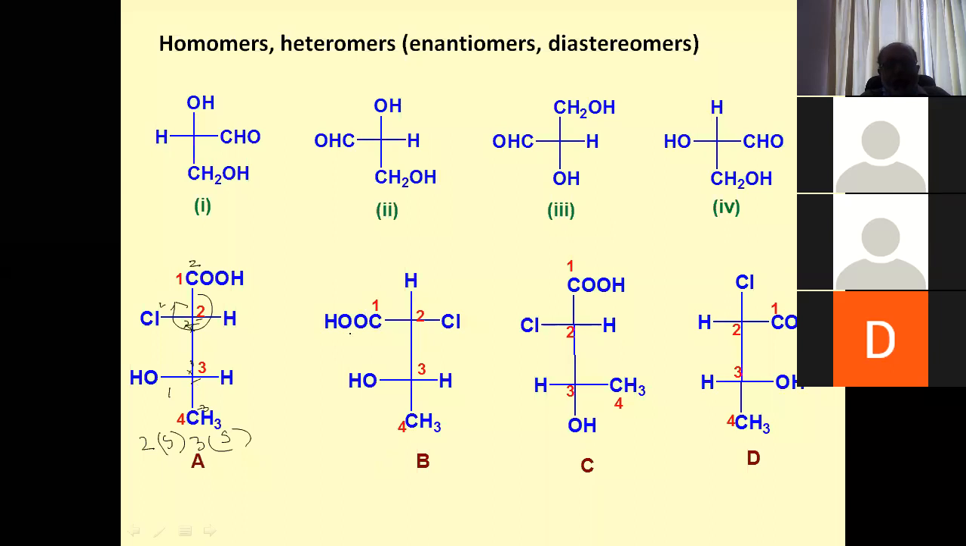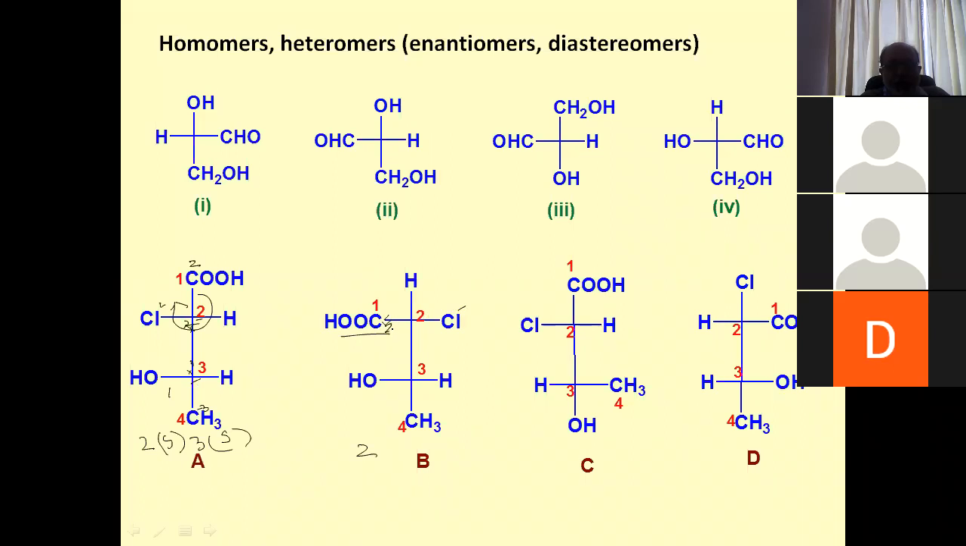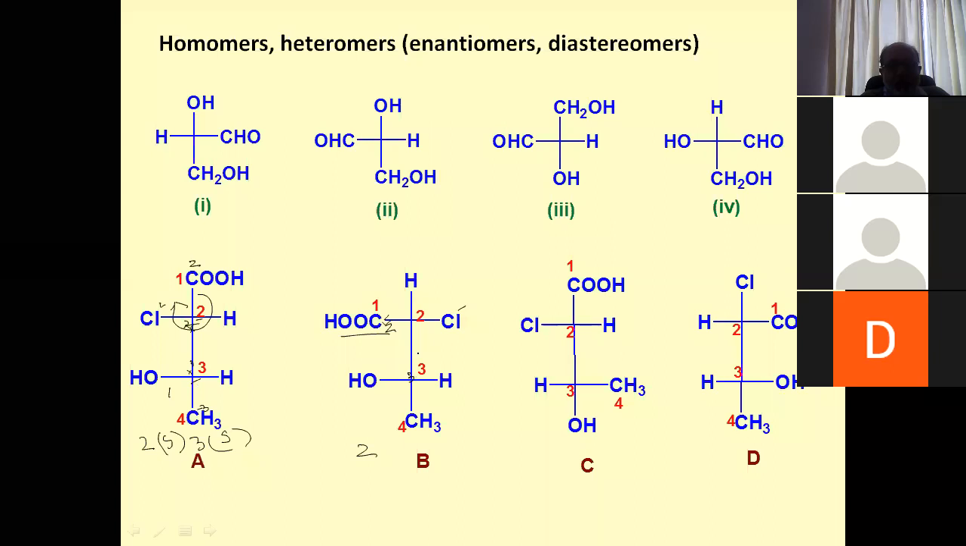Now here I have written the COH group this side, and hydrogen is here. Now what is carbon number 2, S or R? This will be 1, this will be 2, and this is going to be 3. So 1, 2, 3 is in this direction. But this direction will remain as it is because H is in the vertical position. So 2 is S. And what about 3?